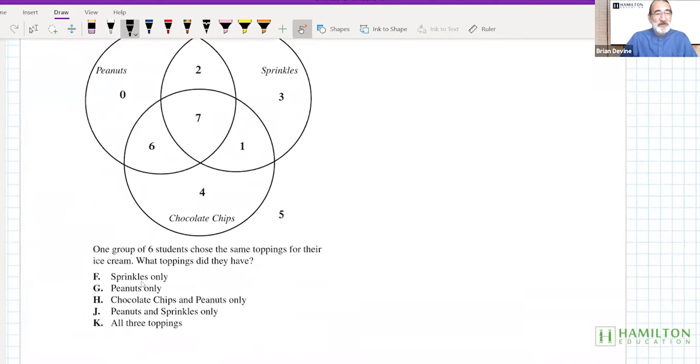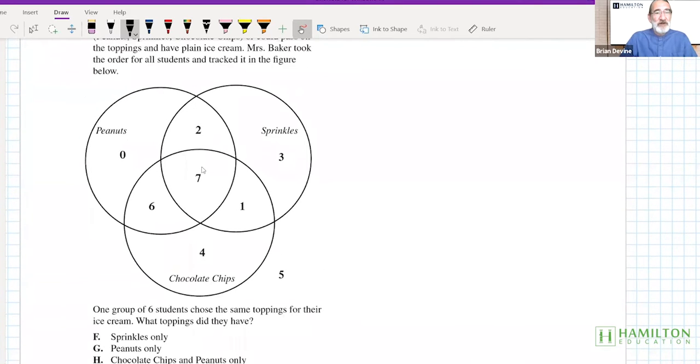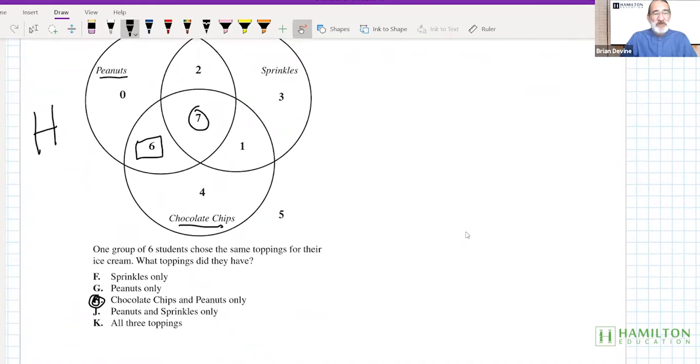And I look down and I see, well, just sprinkles, just peanuts, chocolate chips, peanuts, sprinkles, or all 3. Well, all 3 would be the intersection of all 3. And that's not a 6. In fact, I do see a 6 right here. And 6 would be an intersection of peanuts and chocolate chips. And heck, that is an answer. So H. H represents 6 people, or first graders, choosing chocolate chips and peanuts only.